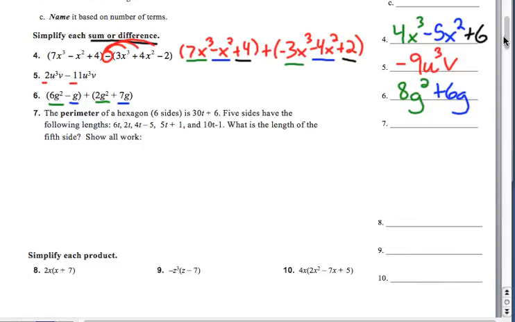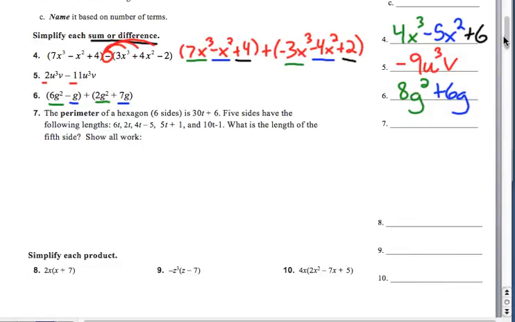Number 7. As you're studying, pay careful attention to number 7, because word problems always seem to be kind of the bane of our existence, but if you just pick it apart, it's actually not that bad. The perimeter of a hexagon, or a six-sided object, is 30t plus 6. 5 sides have the following lengths: 6t, 2t, 4t minus 5, 5t plus 1, and 10t minus 1. What is the length of the fifth side?